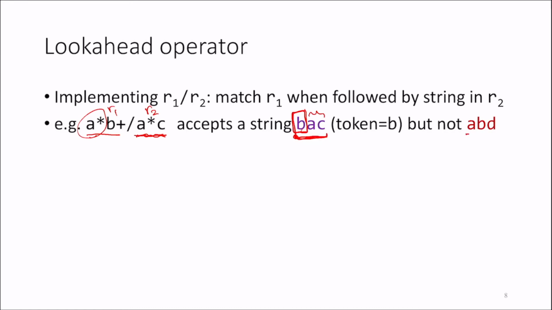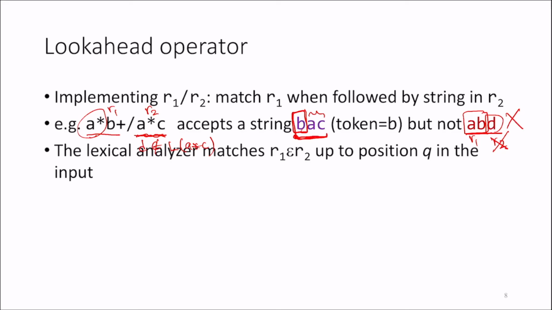But if I have an input like ABD, AB is matched by R1, but R2 is not matched for D because D does not belong to the language of A star C. So this one is ruled out and it doesn't do the matching for that.